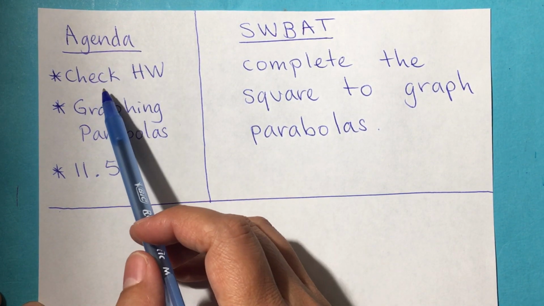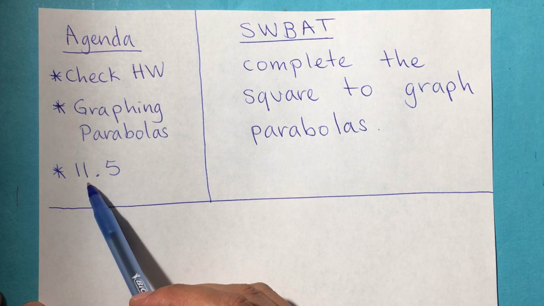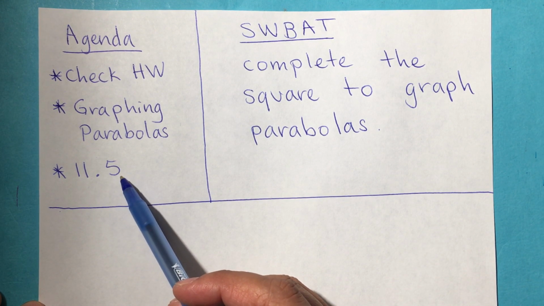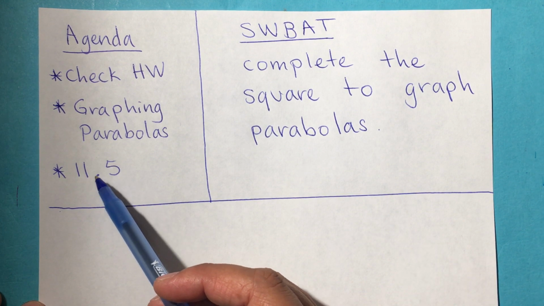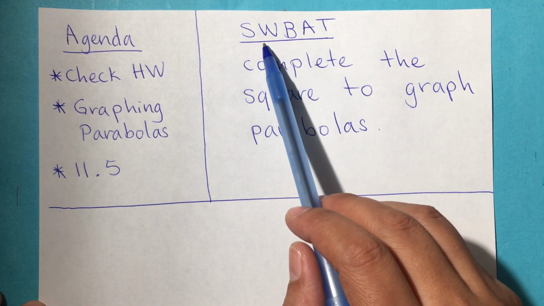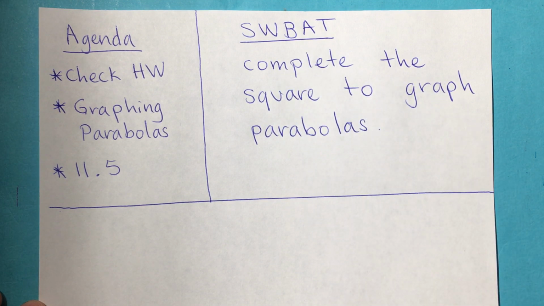Students, today's agenda is to check homework. We'll be graphing more parabolas and you will be able to do 11.5. If you haven't, I recommend that before watching this video, you watch 11.4. Today's students will be able to complete the square to graph parabolas.